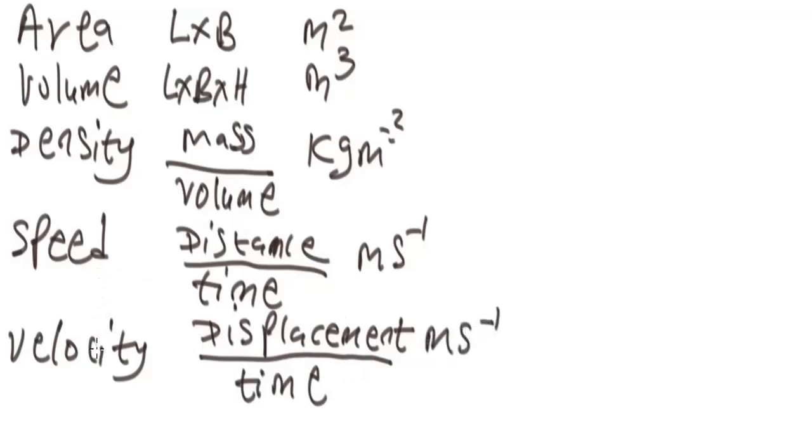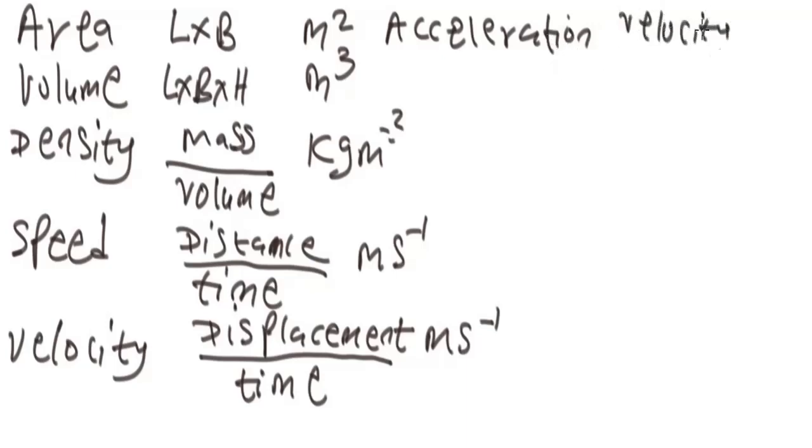Now the difference between speed and velocity is that speed is a scalar quantity, whereas velocity is a vector quantity. Speed has magnitude but no direction, but velocity has both magnitude and what? Direction. Alright, so we also have acceleration, which is calculated using velocity over time. So the unit of acceleration is meter per second square.